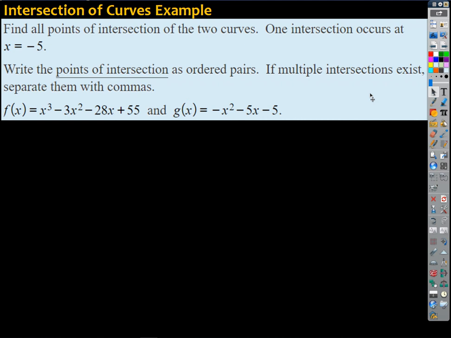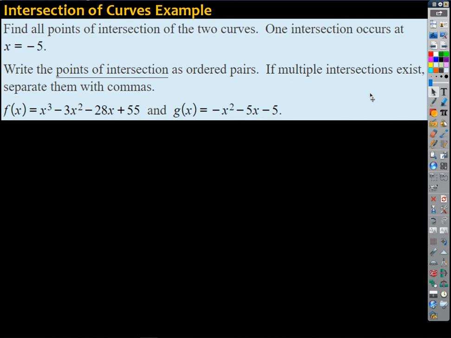Thank you. So find all the points of intersection of the two curves. They're telling us that one intersection occurs when x equals -5. So they're giving us f of x and g of x. What do we remember? That would make it easy. What do you think? Is that a good idea?